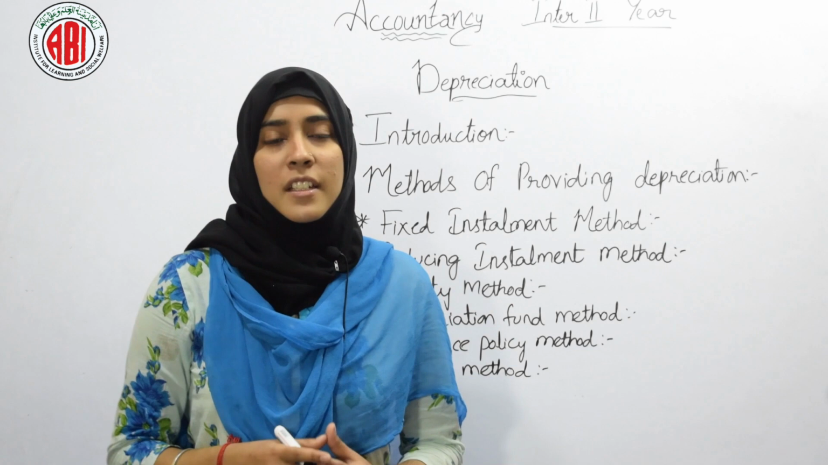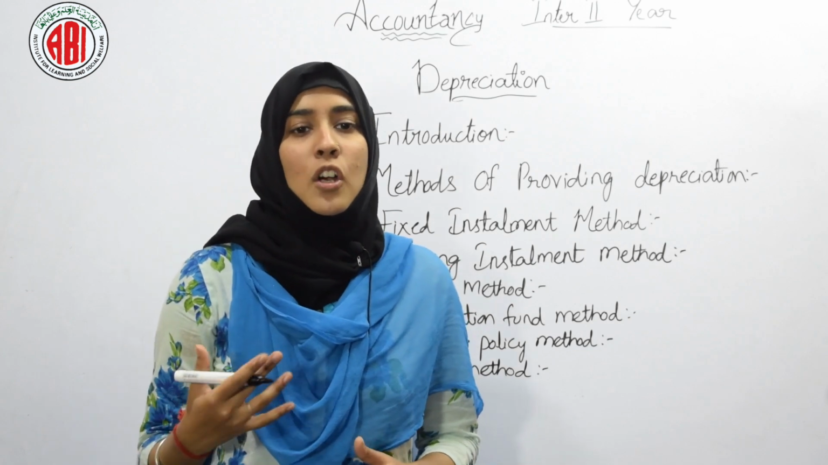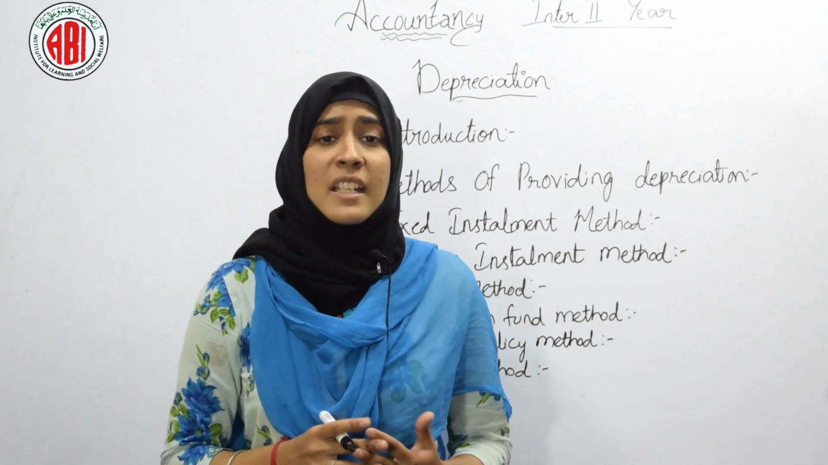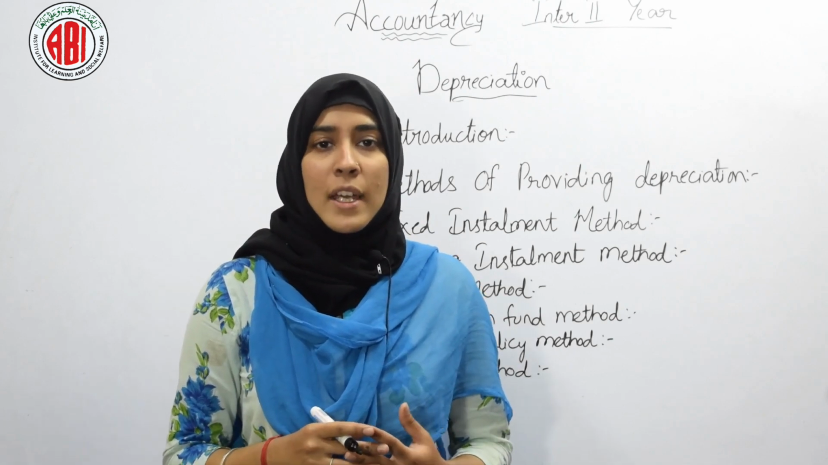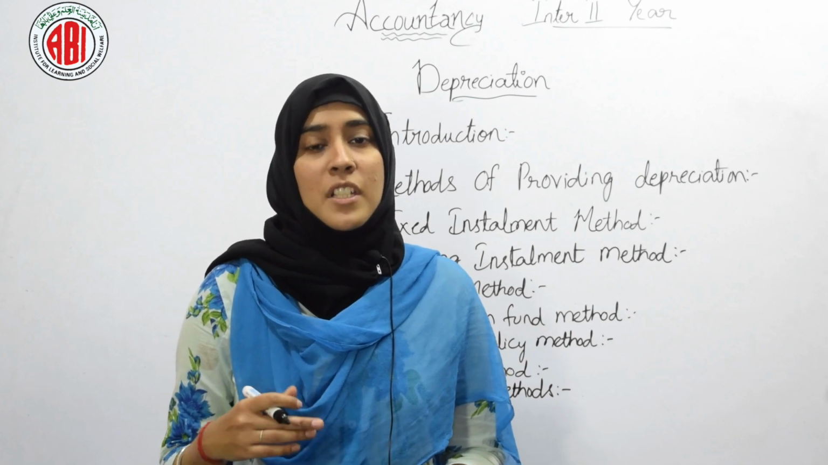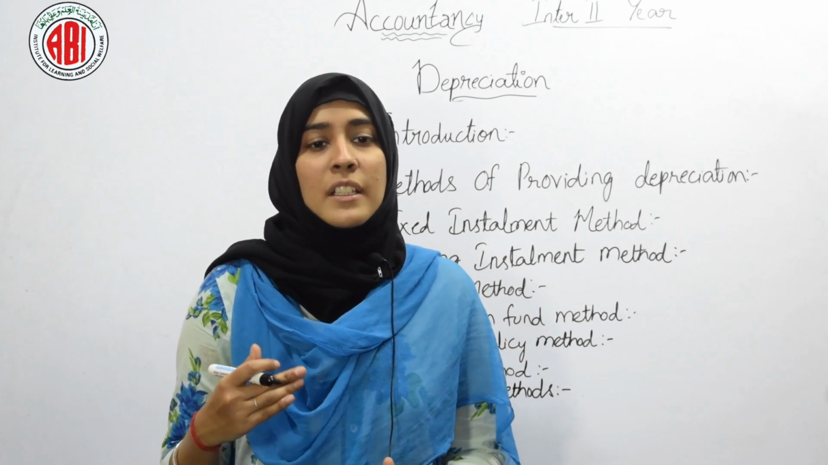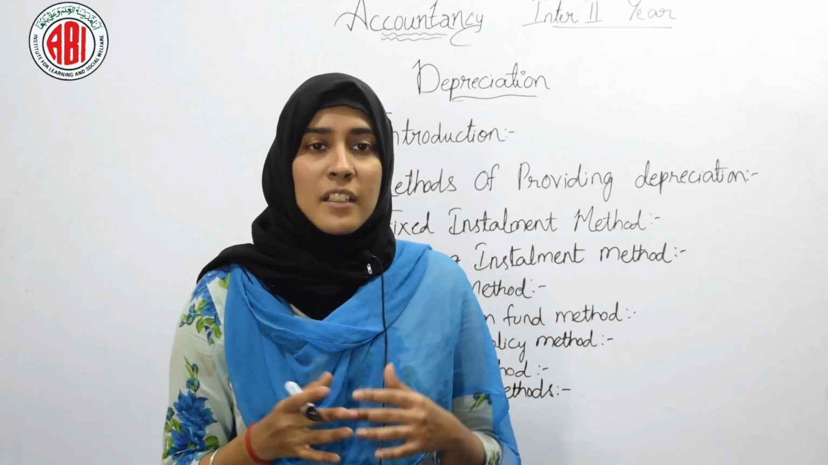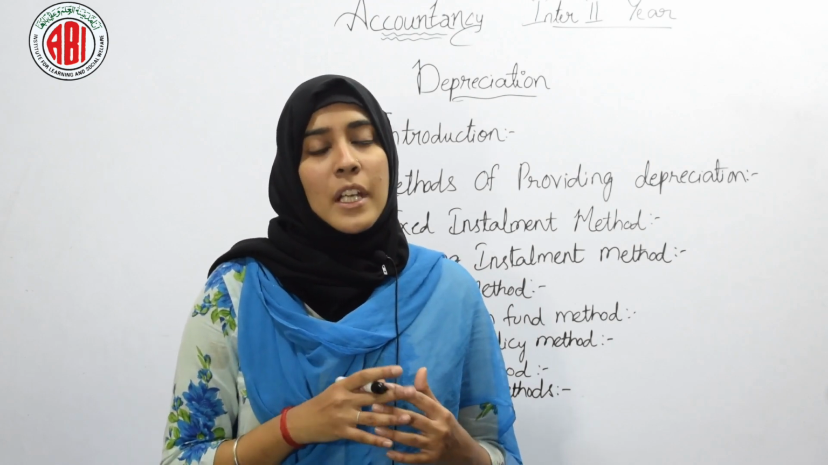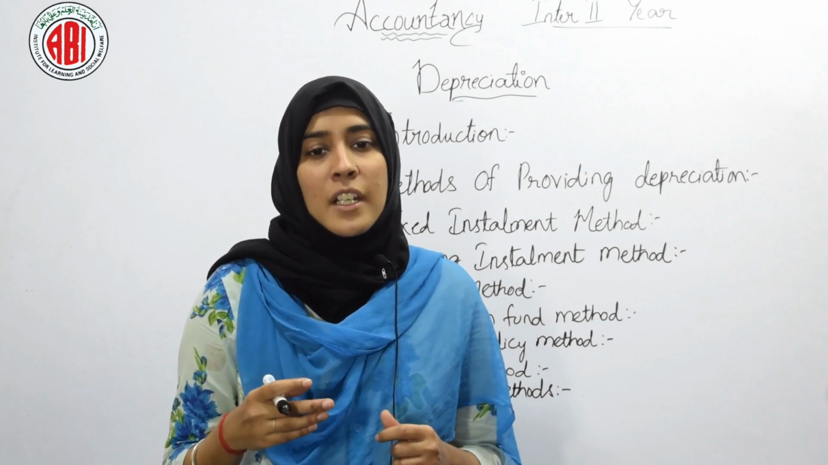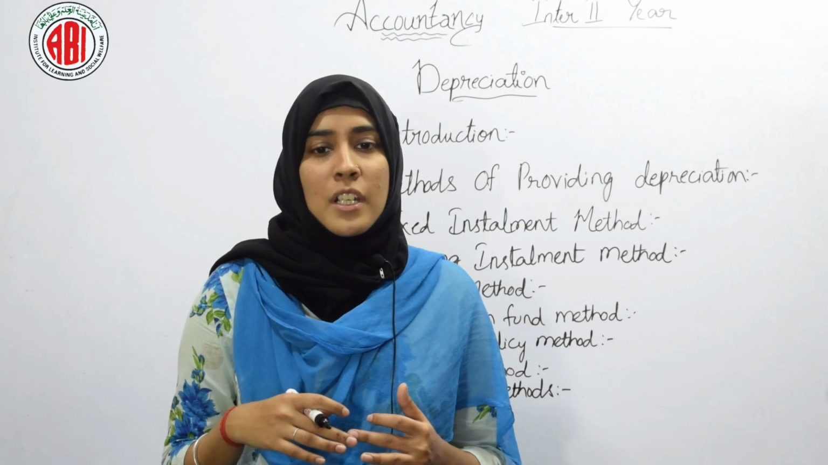Depletion method. Under this method, the total quantity of output likely to be available is estimated, and it is used for mines, quarries, etc. Revaluation method. Under this method, depreciation is calculated by comparing the value of asset at the end of the year and the value of asset at the beginning of the year. So, this method is used for loose tools, livestock, machinery, etc.